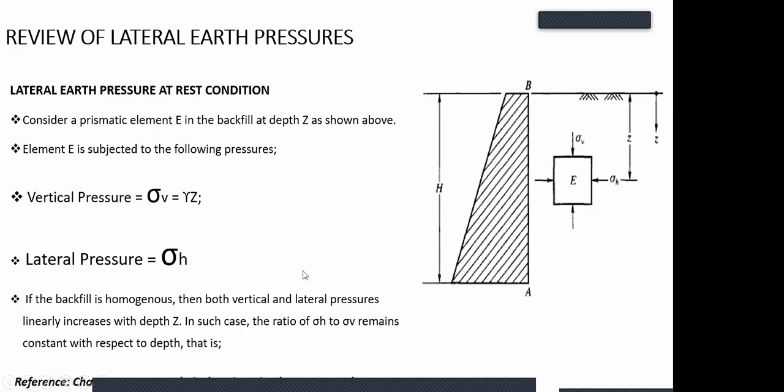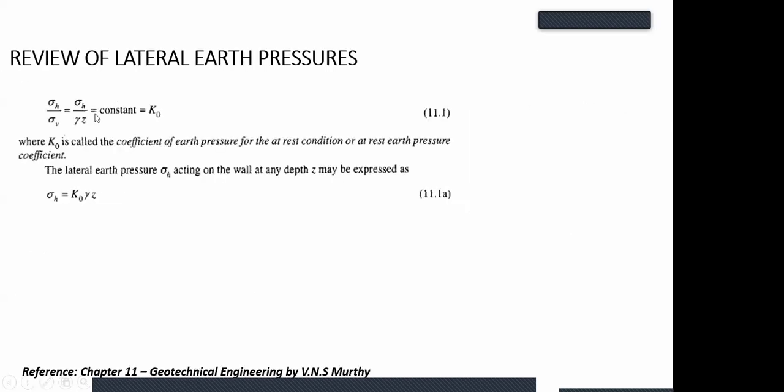Now, for your lateral pressure, we need to deduce the formula. It has been proven that if the backfill is homogeneous, let's say it's clay or silt or fill, the relationship between your vertical pressure and your lateral pressure is linear. Hence, we can say the relationship is definite. You can easily get the slope, the change in y relative to x. So we can say it's a constant throughout that particular backfill.